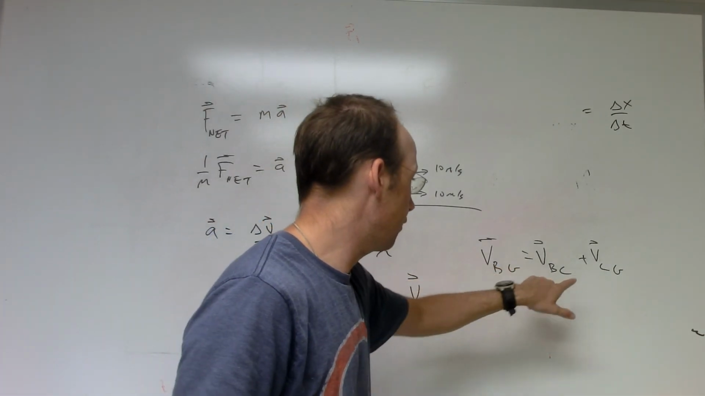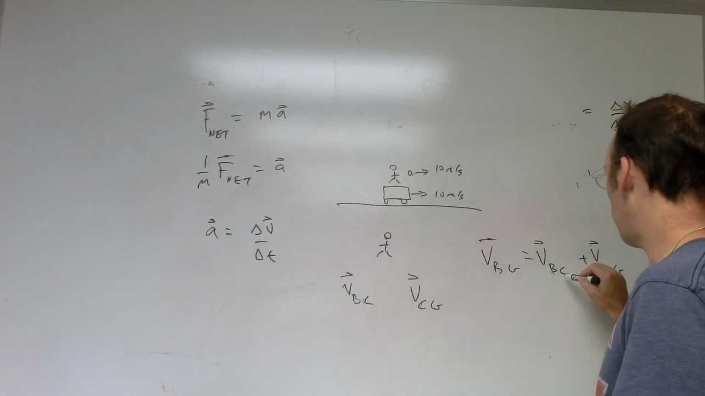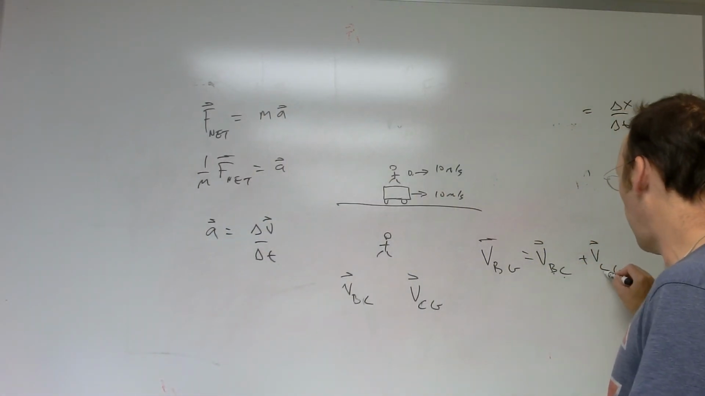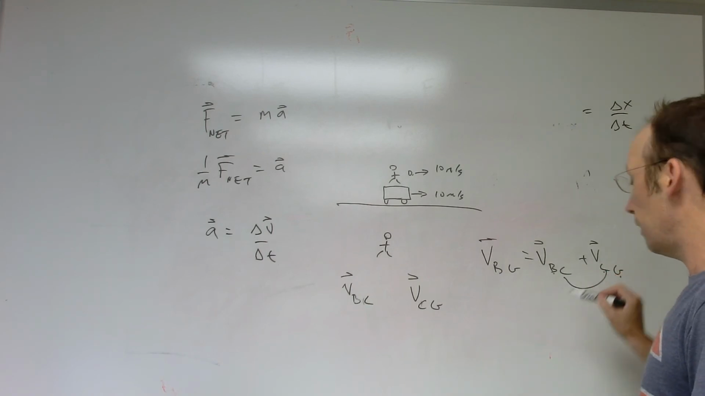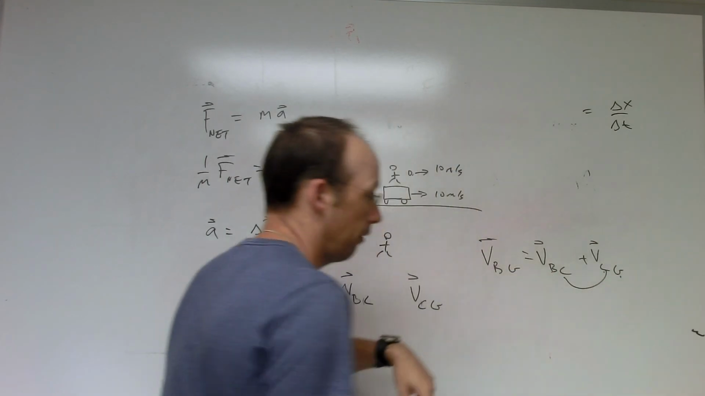But here you can see, the trick here is this notation. If you do object with respect to frame, and then frame with respect to another frame, and those things match up right there, then I get ball with respect to the ground.